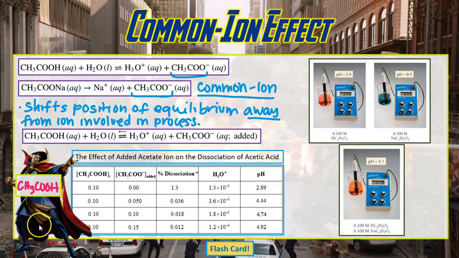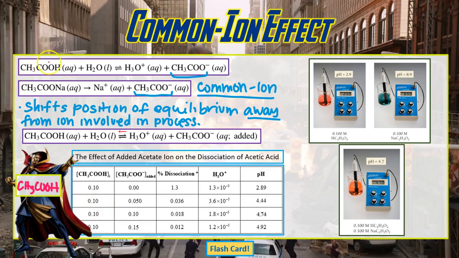How it works, folks, is through what is called the common ion effect. The common ion effect is a shift in the position of an ionic equilibrium away from an ion involved in the process or reaction that you're given, okay? And that's all caused by the addition or presence of that ion. So the best way to explain it is to get into an example.